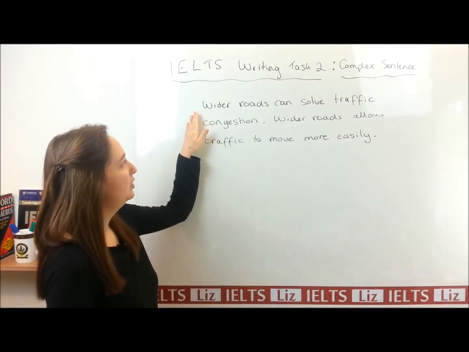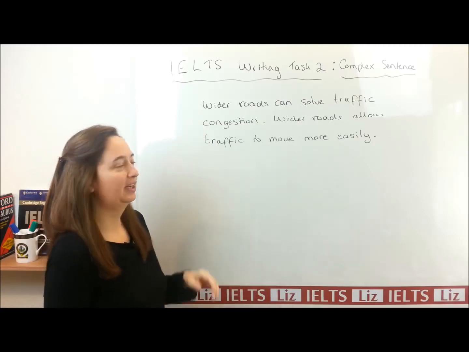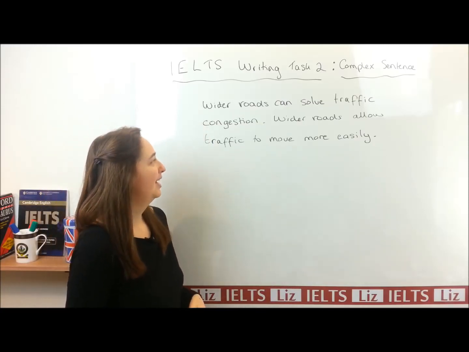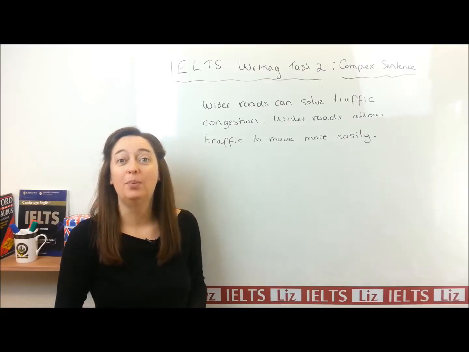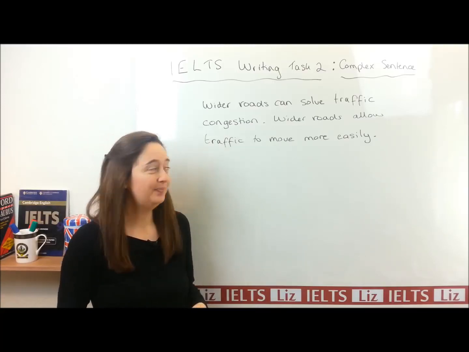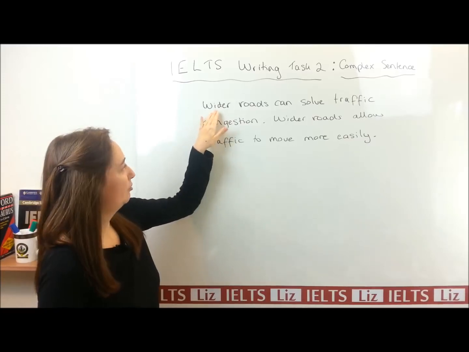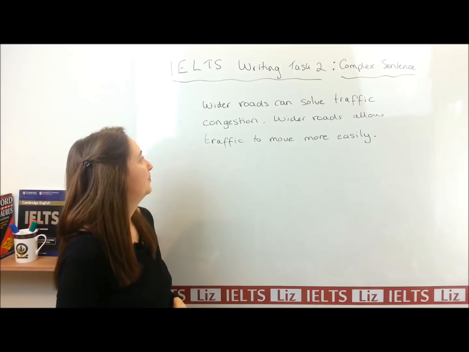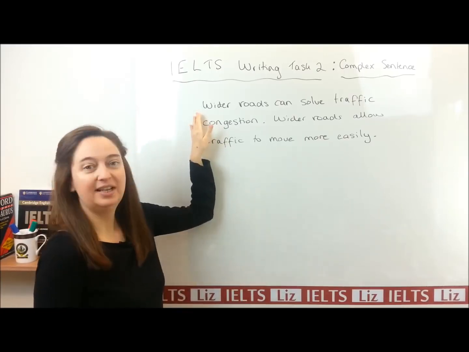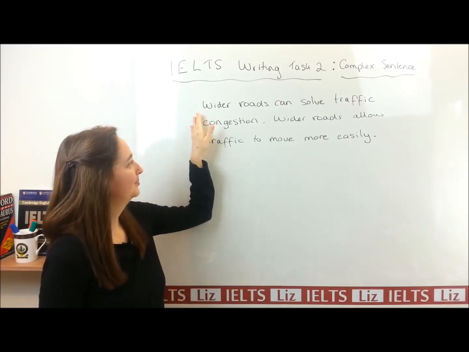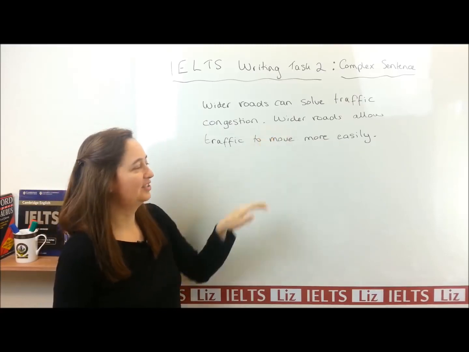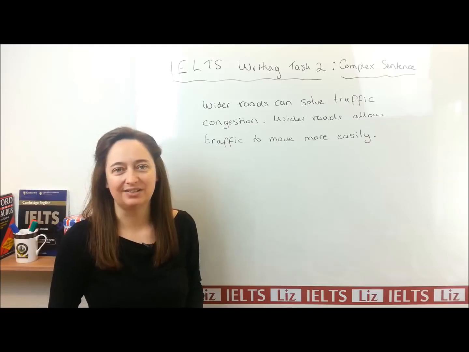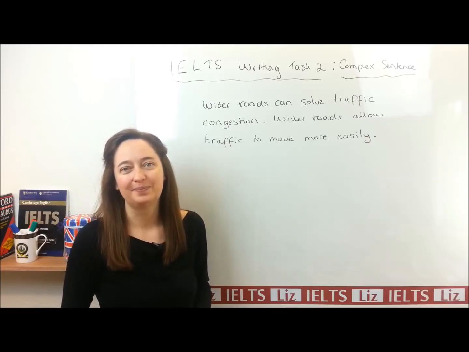Now, let's start with looking at the sentences. We've got wider roads can solve traffic congestion. And the next one, wider roads allow traffic to move more easily. You can see that we've got a repeat of the subject. We can change that. The first sentence is a solution, and the next sentence explains the solution. It's the reason for the solution.